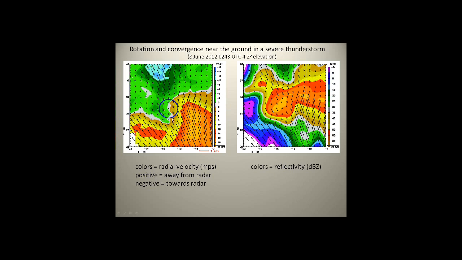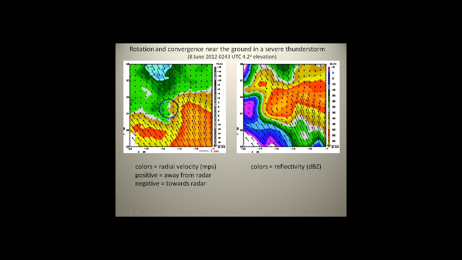I've drawn the circle here near a mesocyclone circulation. So where this circle is, you see on this side of the circle, the underlying colors are positive. The arrows indicate motion away from the radar. And on the other side of the circle, that's reversed. We have negative quantities shown here by the colors, and the arrows indicate motion towards the radar.